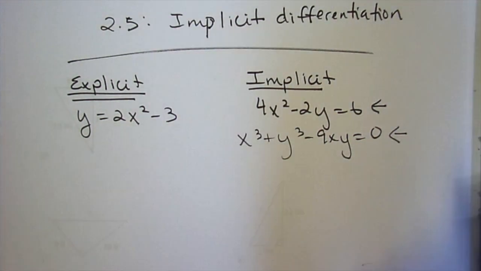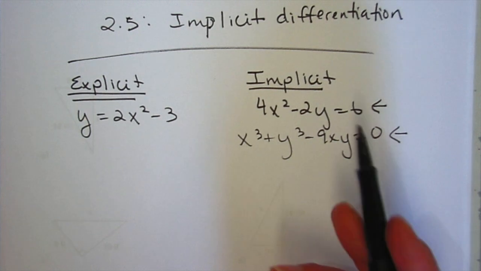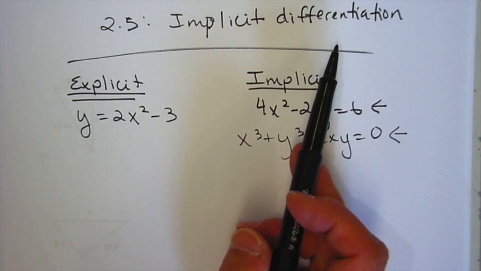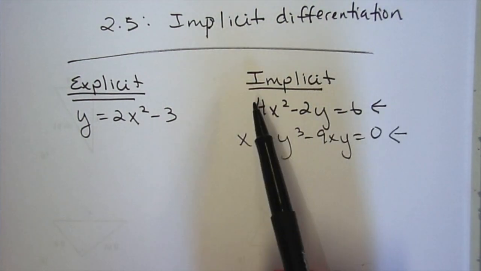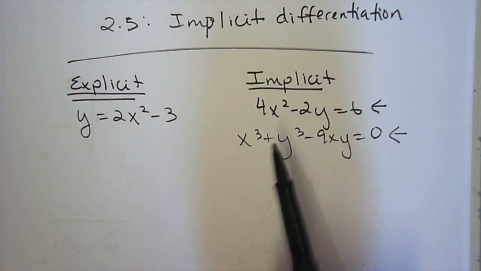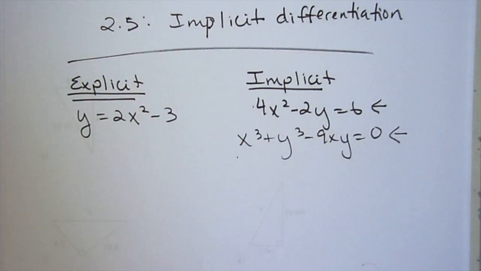So we still want to be able to take the derivative, or differentiate it, in this form. That's the goal of today's lesson. How do we take the derivative of equations written in implicit form? Okay, so let's start with a real simple equation.